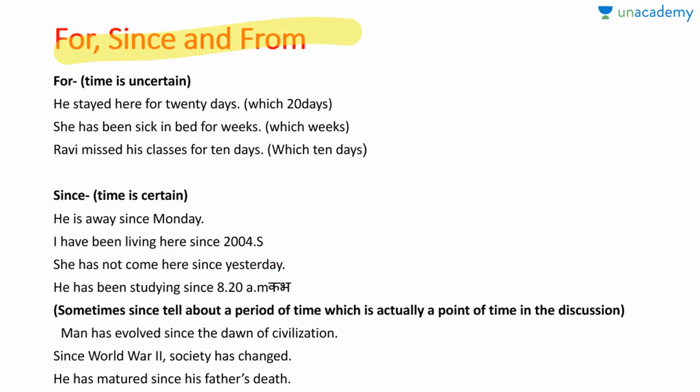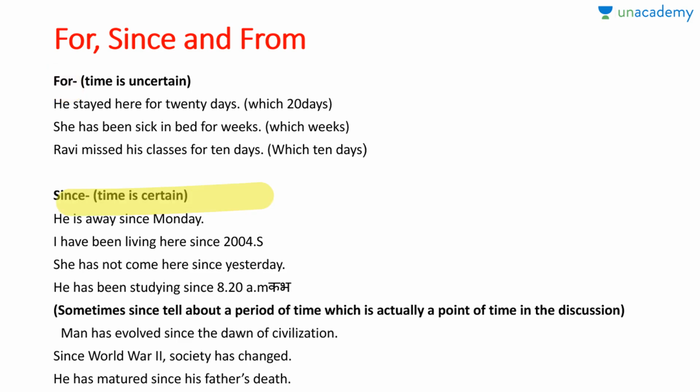Next, for, since and from. Please pay attention. For is used when the time is uncertain. He stayed for 20 days. But we will question in our mind: which 20 days? He has been sick in bed for weeks. Someone is telling us, and in our mind the question comes: which weeks? If the time is not fully mentioned, don't focus on 10 or 20, just say his classes are for 10 days. But which 10 days? You have not mentioned. So that's why you will write for.